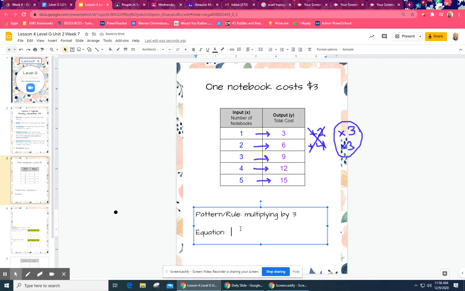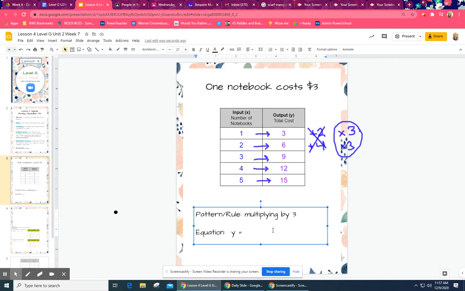Once you have all of that, you can write your equation. Equations always start with y equals. There will never be anything different at the start of your equations. Y equals. Once you have that, you're going to tell me what you're doing to the x values, which is exactly the same as what we found out when we found our pattern. You're multiplying your x values by 3. So you just need to state that.